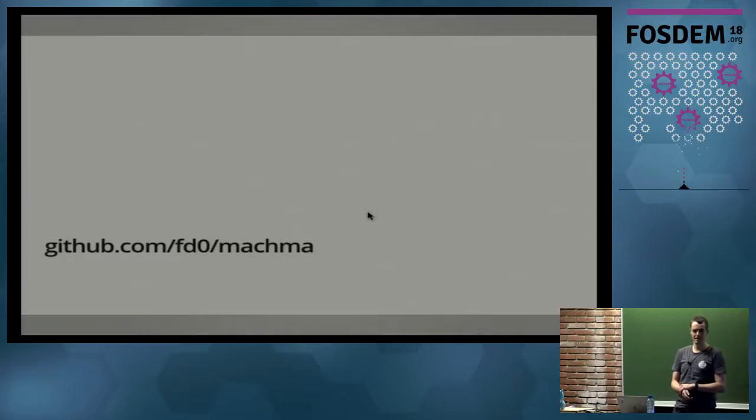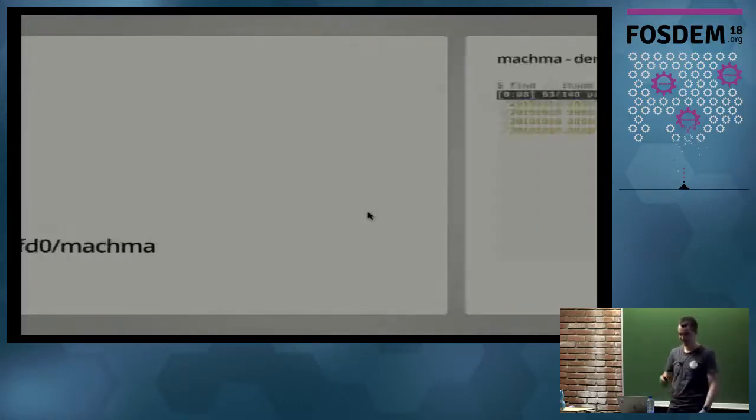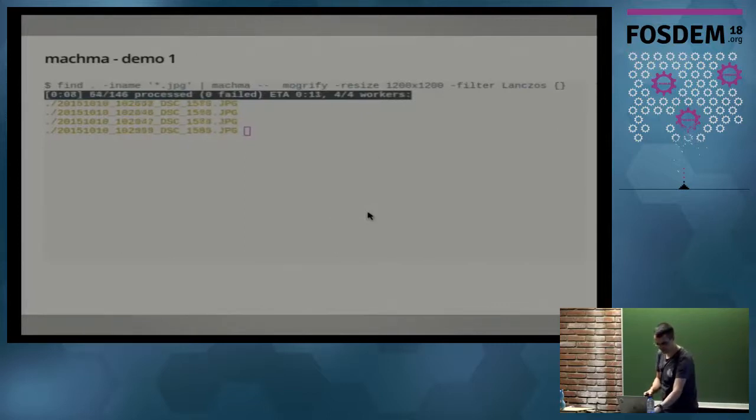Next tool is called Machma, which is a colloquial German term for just do it. It's nice because then you can... Oh, I need to do this. Okay, apparently I cannot reload the slide, sorry.